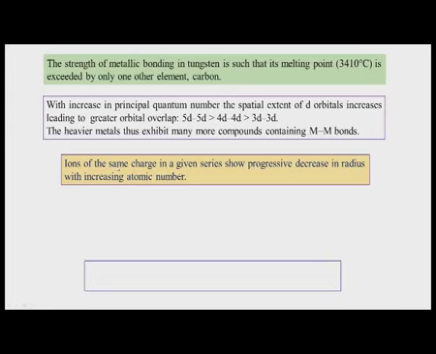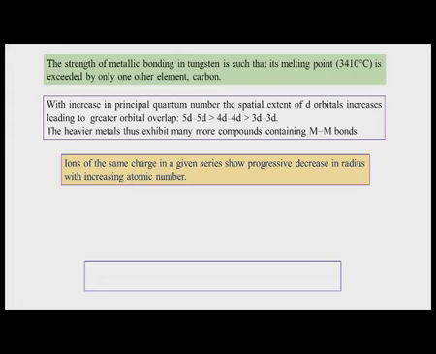So, for ions of the same charge in a given series, that means all of them are bivalent from left to right, from scandium 2 plus to copper 2 plus, there is a progressive decrease in radius with increasing atomic number. The charge in all cases will be 2 plus. So, that particular positive charge we are not changing much.